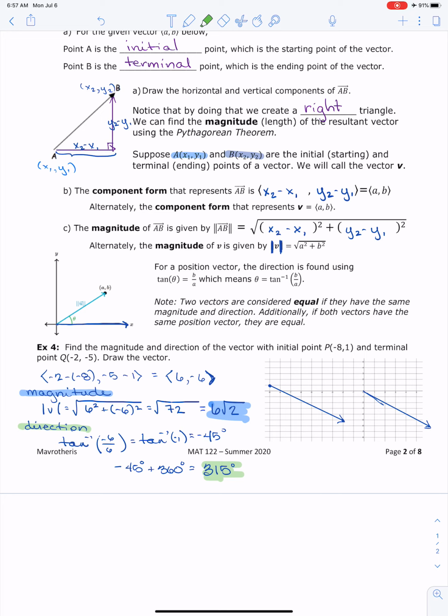So here's our original vector. Here's our position vector. Even though it didn't ask for that, sometimes I like to graph that in there for reference. It makes it a little easier for me to see whether or not my direction is on mark or not.